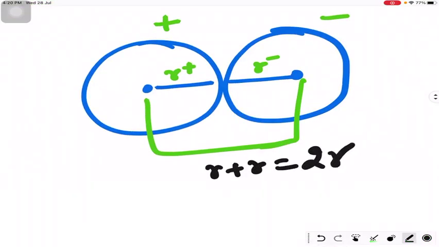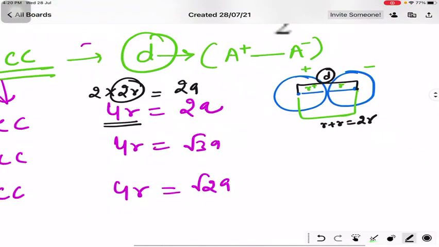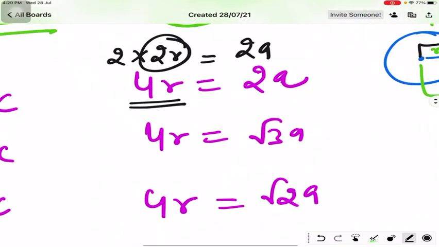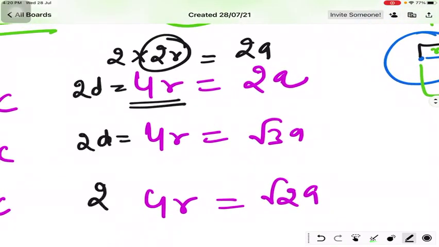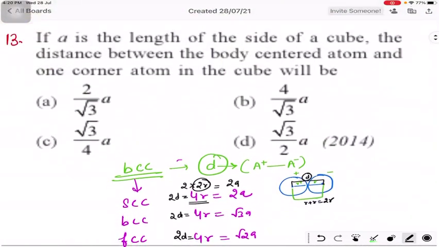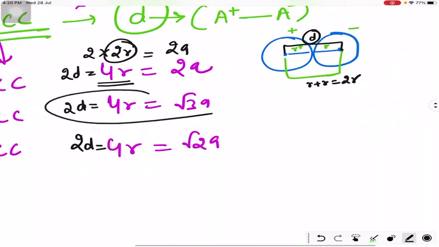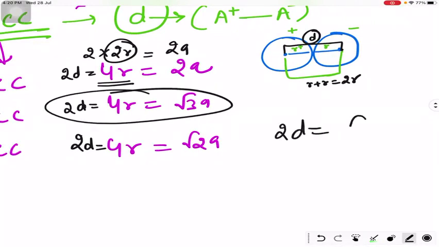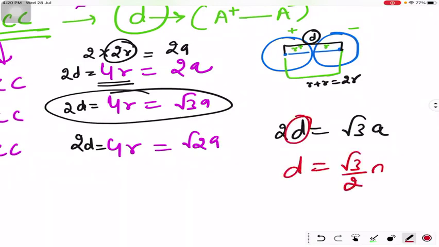So this is actually the closest distance, d. Okay. So in place of 2r we can write d. So this equation will become 2d. In place of 4r we can write 2d. So for BCC, this is 2d is equal to root 3a. So d has been asked, d is root 3 by 2a. So this is option number D.